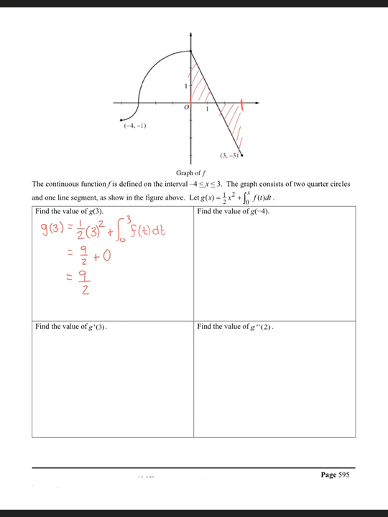Find the value of g of -4. Again, plug in -4 for x. And there should be some alarms going off with this integral. It's backwards, so we need to make it right. I'm going to do some math and simplify this a little bit more. -4 squared is 16 divided by 2 is 8 minus, because I need to switch these around.